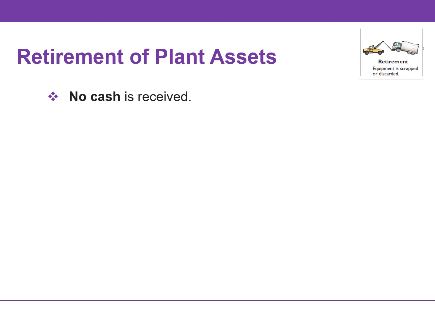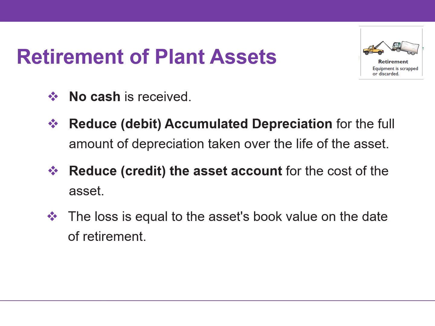Companies simply retire rather than sell some assets at the end of their useful lives because these assets have a very specific use. In such a case, the asset is simply retired and no cash is received. In fact, you might need to pay money, like a disposal fee, to have the asset taken away. You need to decrease or debit the accumulated depreciation for the full amount of depreciation taken over the life of the asset, and decrease or credit the asset account for the original cost of the asset. The loss, a gain is not possible on a retirement, is equal to the asset's book value on the date of retirement.